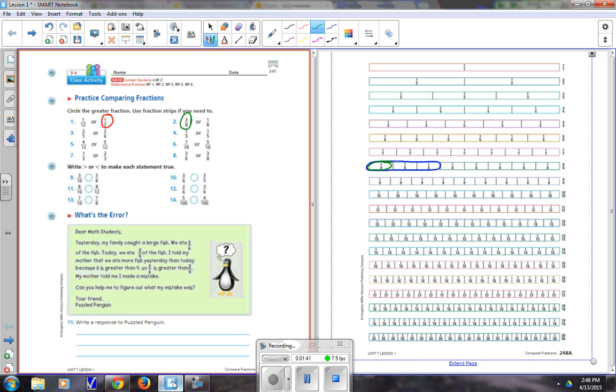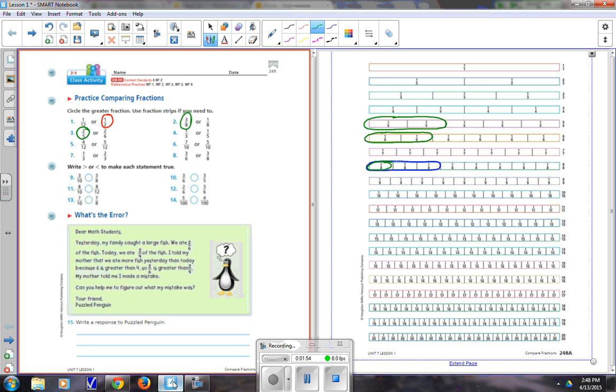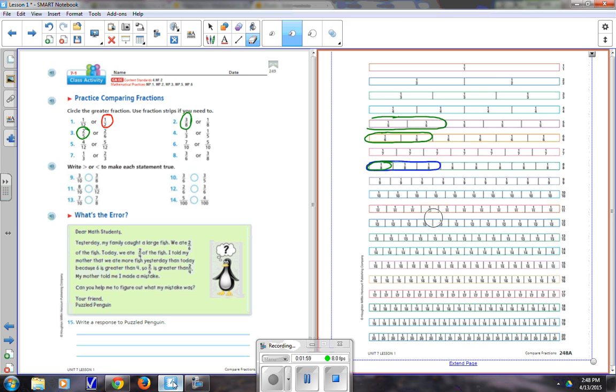2/5 or 2/6. 2/5 is bigger. Are you starting to visually see the difference here, friends? Today it's all about the visuals.